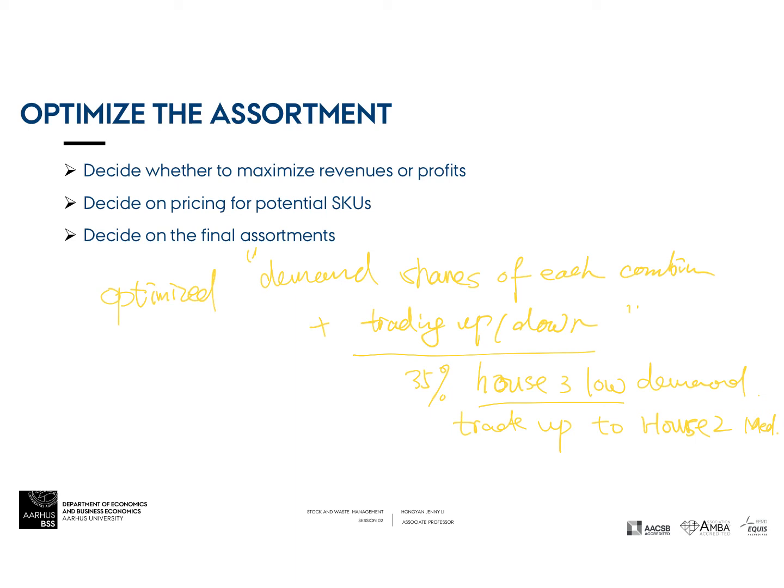So now the question is how to optimize the assortment. We need to decide whether to maximize revenue or profit, decide the price for potential SKUs, and decide on the final assortments.